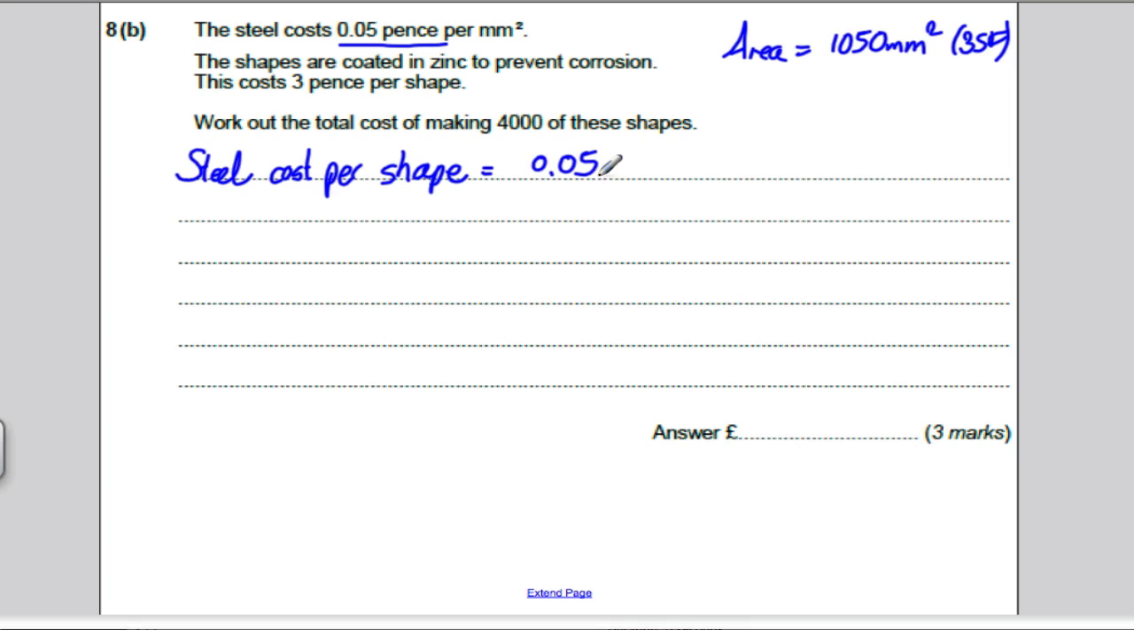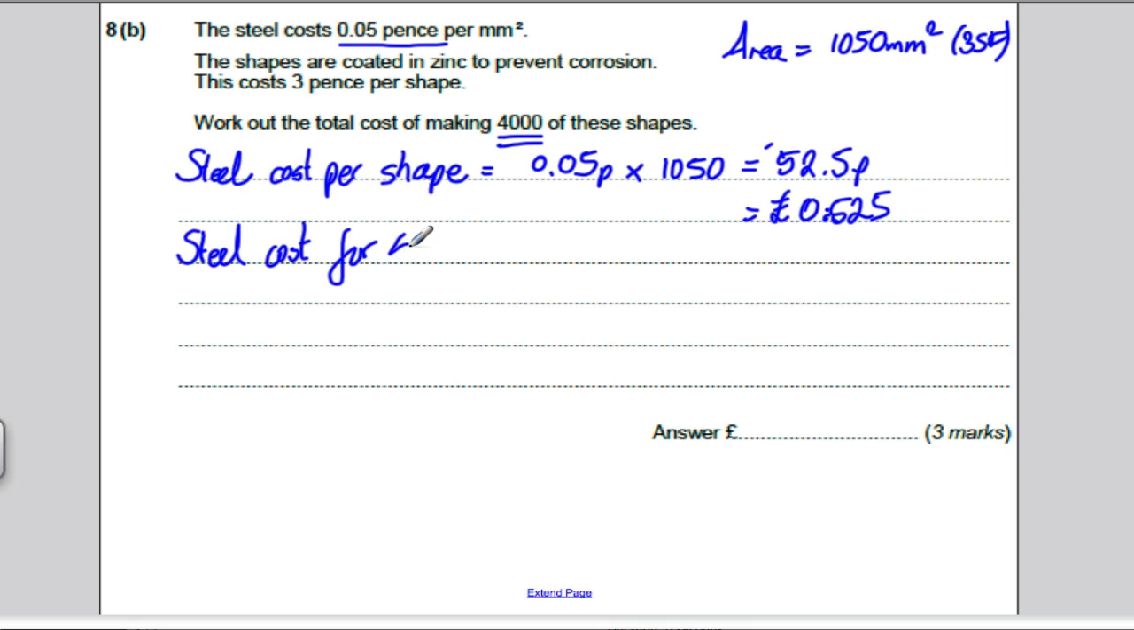The steel cost per shape, in pence, is 0.05. Remember the unit, this is pence, P, times 1050, and you get 52.5 pence. But let's change that into pounds straight away to make everything easier. In pounds, that would be 0.525 pounds. That's the steel cost per shape. You want to make 4,000 of these, so steel cost for 4,000 would simply be 4,000 multiplied by 0.525, and you get 2,100. We've dealt with the steel.